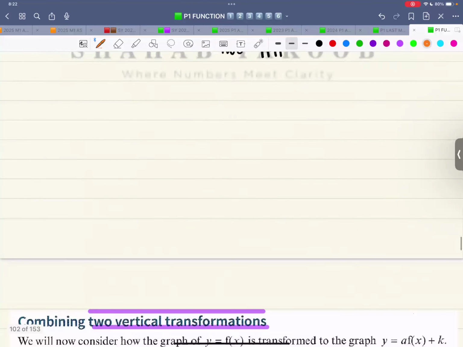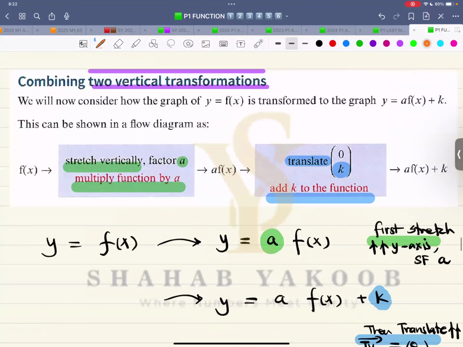Now, these were some of the basic things that we did. Let's focus on this. Let's say I want af(x) plus k. So plus k is a translation parallel to the y-axis. If it's positive, it will go up; negative will go down. And there is a f(x). That a means stretch parallel to the y-axis, so stretch vertically by factor a, multiply the function by a. That is the normal order. And then translate: add k to the function. So translate it parallel to the y-axis, and that's the translation vector.